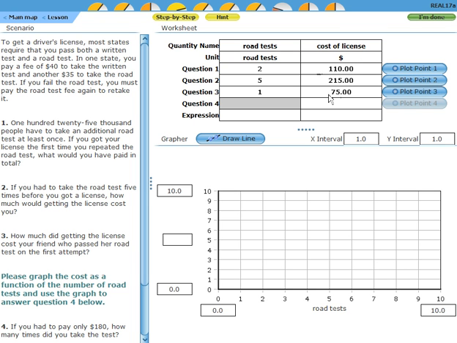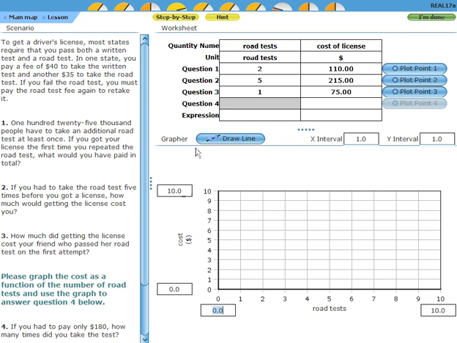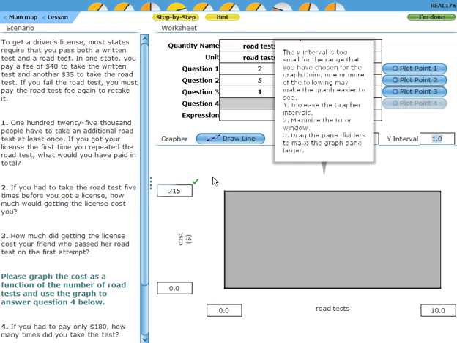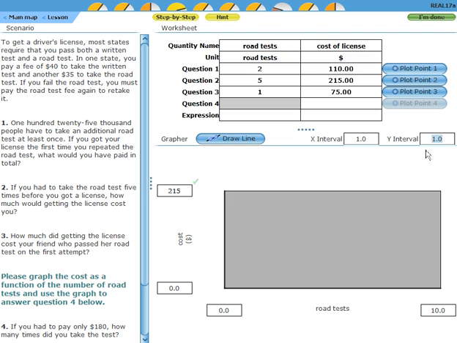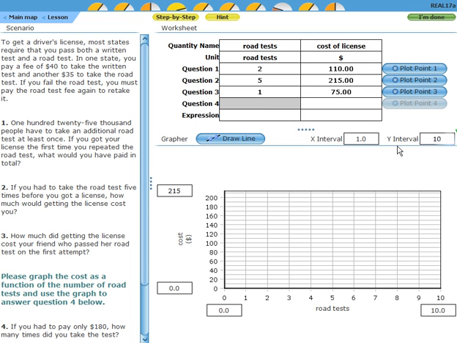Over here, the cost of a license goes up to $215. So here's cost in dollars. Sometimes they want the unit there. And this goes all the way up to $215. So I need to make my maximum $215. And now it'll ask me to adjust the y interval because it drew too many lines down here. So let's draw a line every 10. Let's try 10, see if that works. So by adjusting that interval, now it draws one line at every 10. Jumps up by 10 each time.